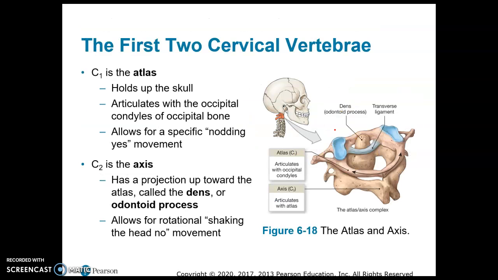There are a few important vertebrae. C1 is the atlas and C2 is the axis. So the movement when we are nodding yes to someone is the movement between the atlas and the occipital bone. And then the movement when we're shaking our head no is between the atlas and the axis.